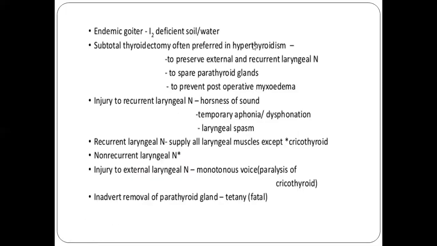So endemic goiter in the thyroid gland, I showed you a so much enlarged goiter because of iodine deficiency. So we'll do the subtotal thyroidectomy. We'll remove most of the thyroid gland, and we will leave a chip at the back. Why? Because we have to save the parathyroid gland, and we have to save a little bit of tissue which releases T3 and T4 for the metabolic activity of the body.